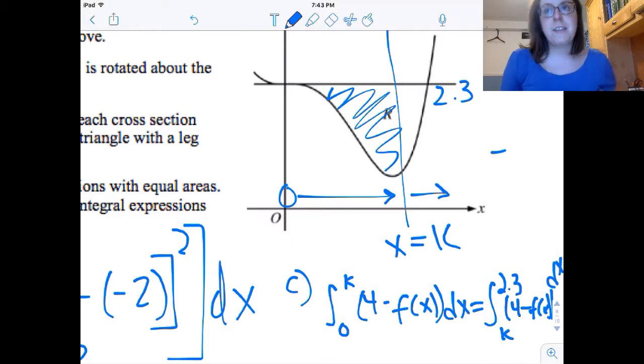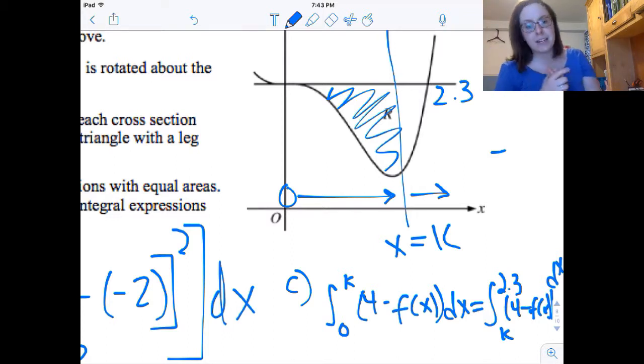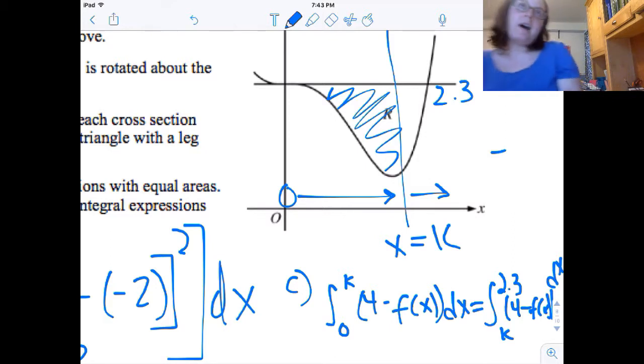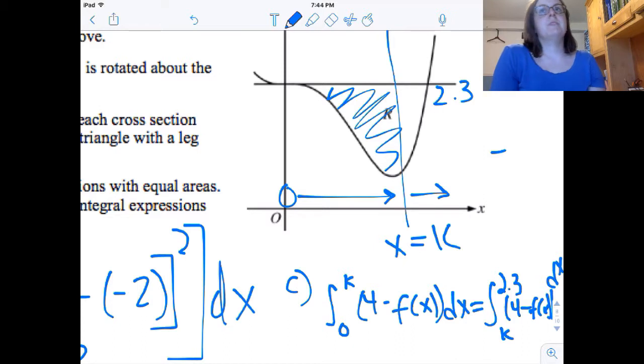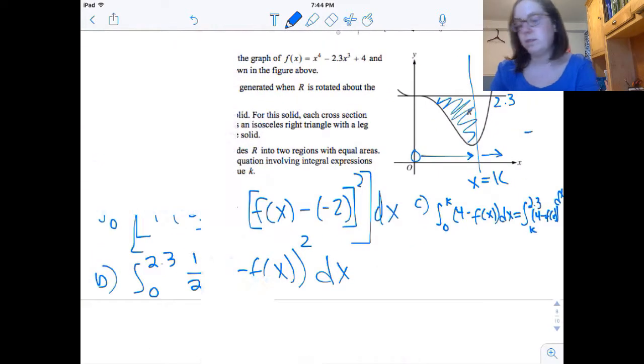I've seen some people in the past who did the integral from 0 to K minus the integral from K to 2.3 equals 0. I've had people do the integral from 0 to K plus the integral from K to 2.3 equals the integral from 0 to 2.3. So there have been lots of different ways. They're all good as long as they let you figure out where K is.